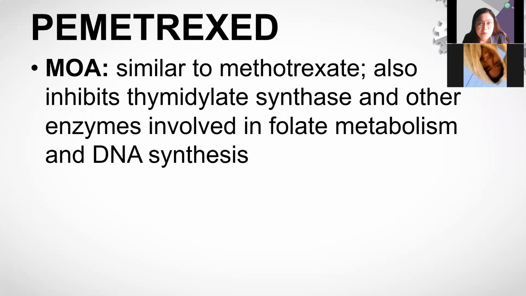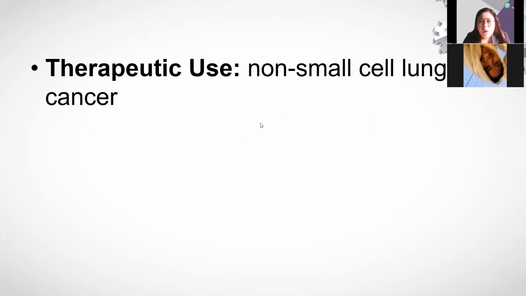Now, for the mechanism of action, the same thing with methotrexate, but it can also inhibit another enzyme kasi si methotrexate is on the dihydrofolate reductase. Si pemetrexed, aside from the dihydrofolate reductase, it can also inhibit another enzyme, the thymidylate synthase, and other enzymes pa dyan involved in the metabolism of the folic acid and at the same time, the DNA synthesis. Later, I will talk about what is the work of the thymidylate synthase. Iisa ko na lang siya with another drug. Pero just remember, kasama siya dito kay pemetrexed.